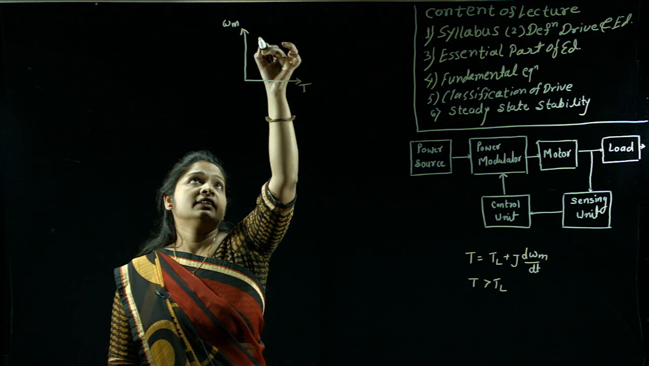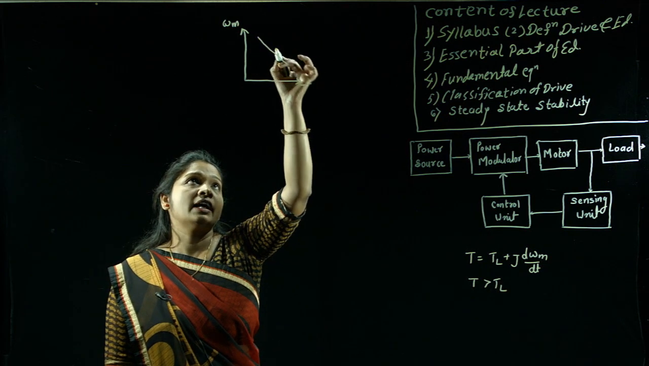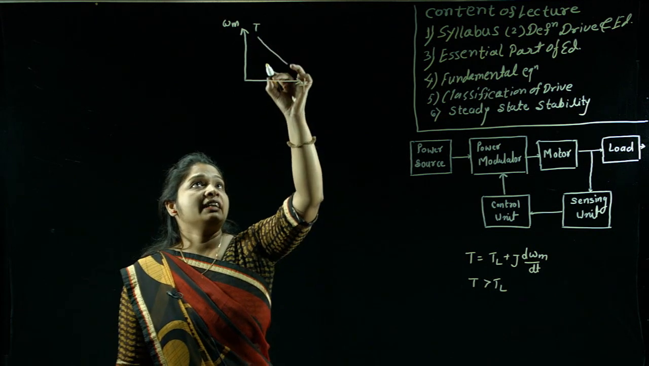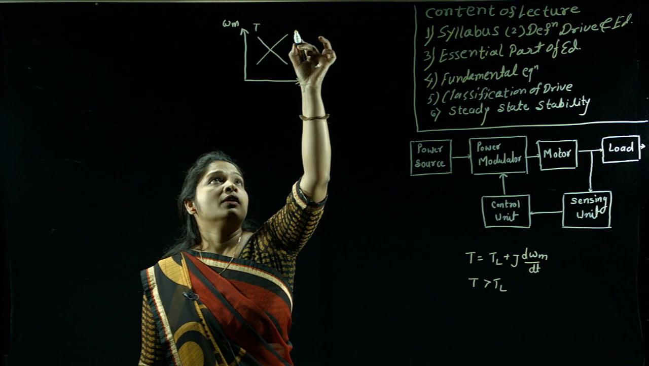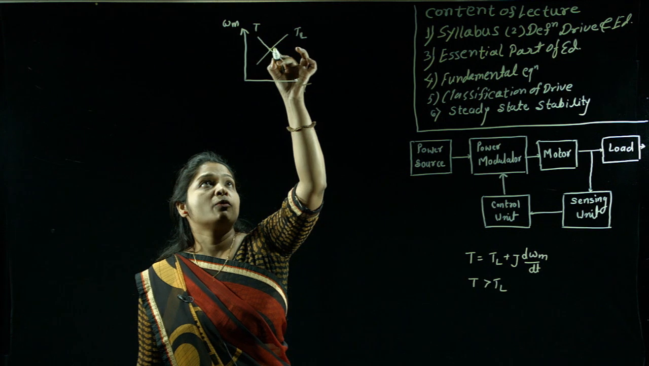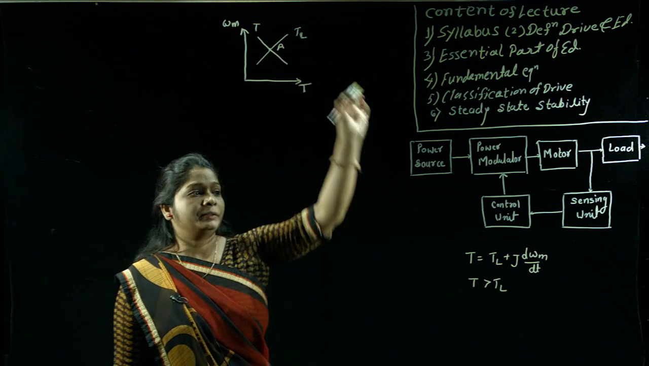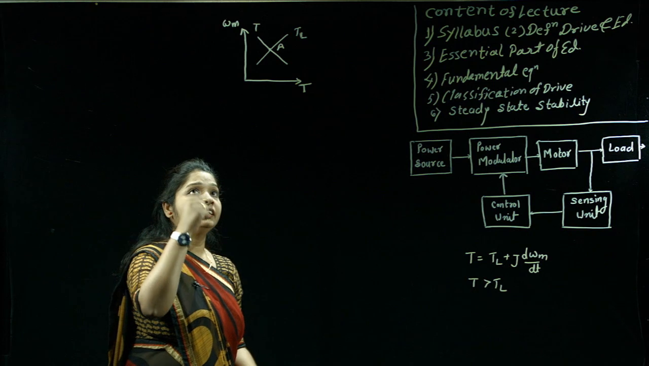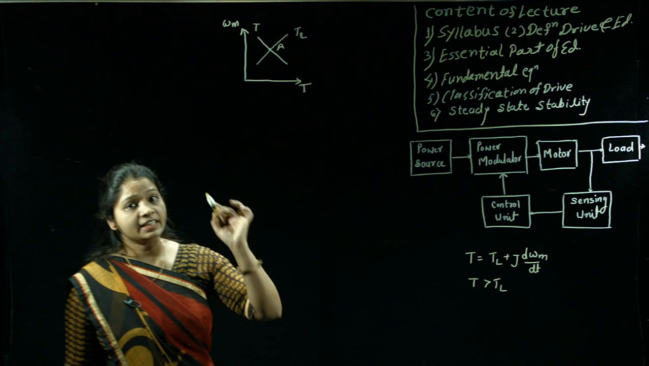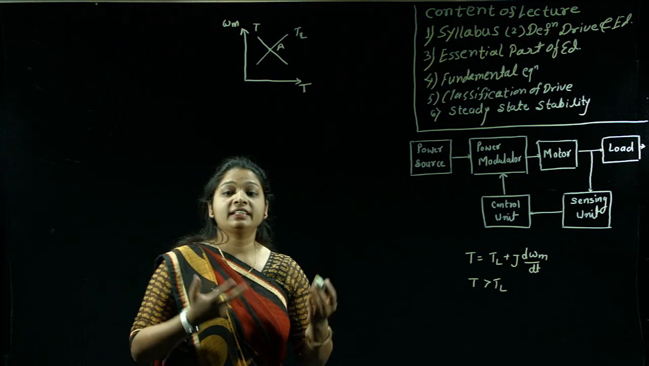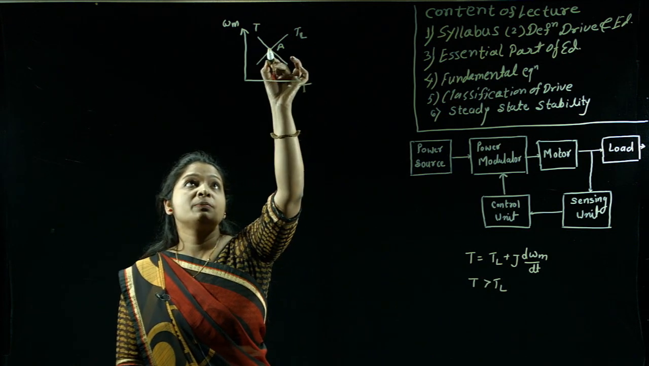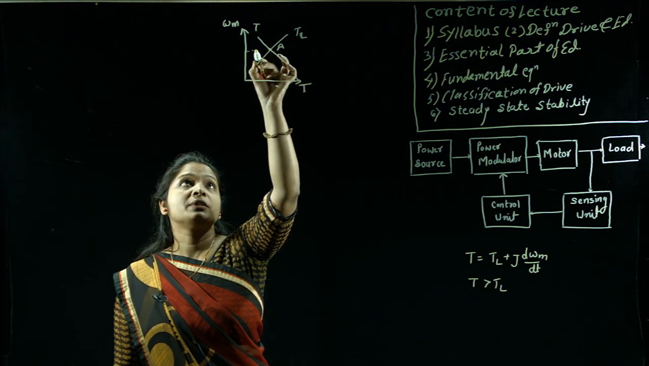So we consider one line, that is your motor torque. The next line is the load torque, and that point is called the equilibrium point. See here, when motor torque is equal to load torque, that condition is steady state, or we can say that at that point the speed is the equilibrium speed. Means here the speed is the equilibrium speed.